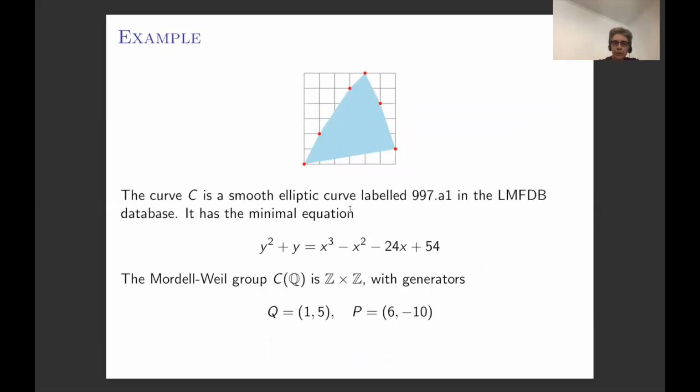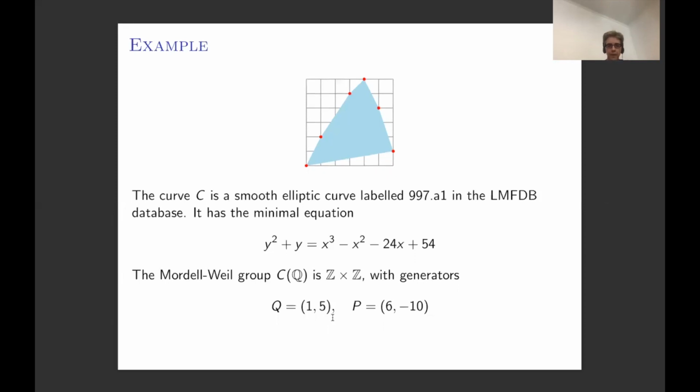And this is a smooth elliptic curve with a minimal Weierstrass equation given by this equation. The Mordell-Weil group of Q points, where we fix the point at infinity as our origin, is Z times Z with these generators, these points. And then a calculation shows that the restriction of C to itself is minus the point Q. So in particular, it is not torsion. So this is a good polygon.